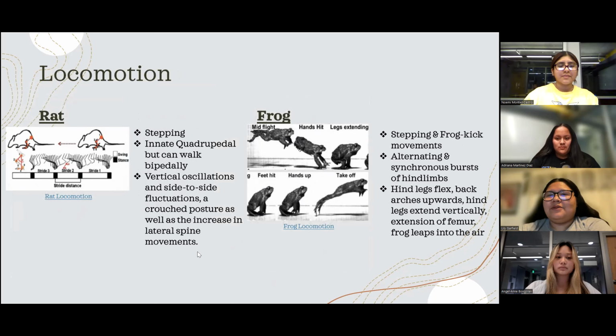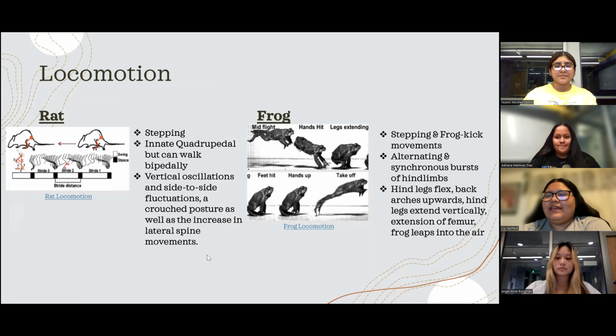For the rat's locomotive system, it contains stepping, and it's innately quadrupedal, but can walk bipedally. Vertical oscillations and side-to-side fluctuations, a crouched posture, as well as the increase in lateral spine movements, is what gives it the processes to walk.